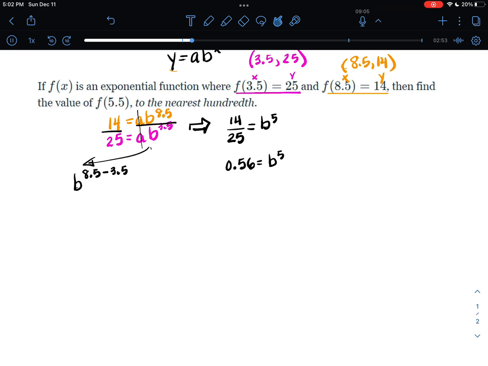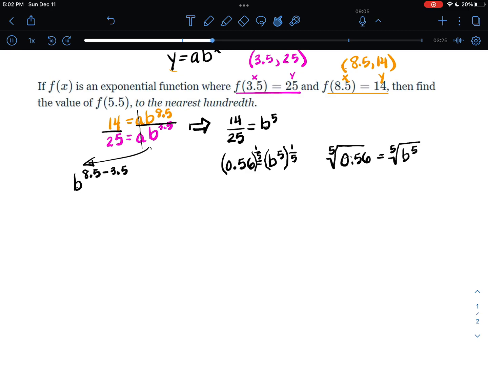Now at this point, I need to find what b is. One of the ways I can do that is to raise each side of my equation to the 5th power. The other way I could have done it is to take the 5th root of each side. Whichever way you're more comfortable entering into your calculator, it will work.